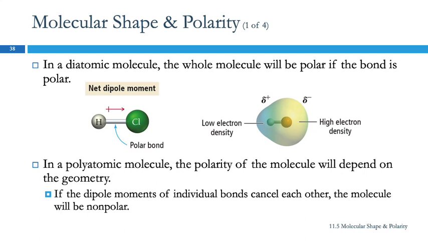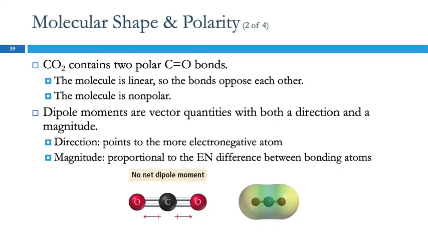When we get to more than two atoms, then we have to look at the polarity of the bonds and the shape of the molecule to see if the dipole moments are going to cancel out. And a dipole moment is just this imbalance in charge, where we have a negative end and a positive end. So let's look at carbon dioxide. Carbon dioxide has two polar bonds.